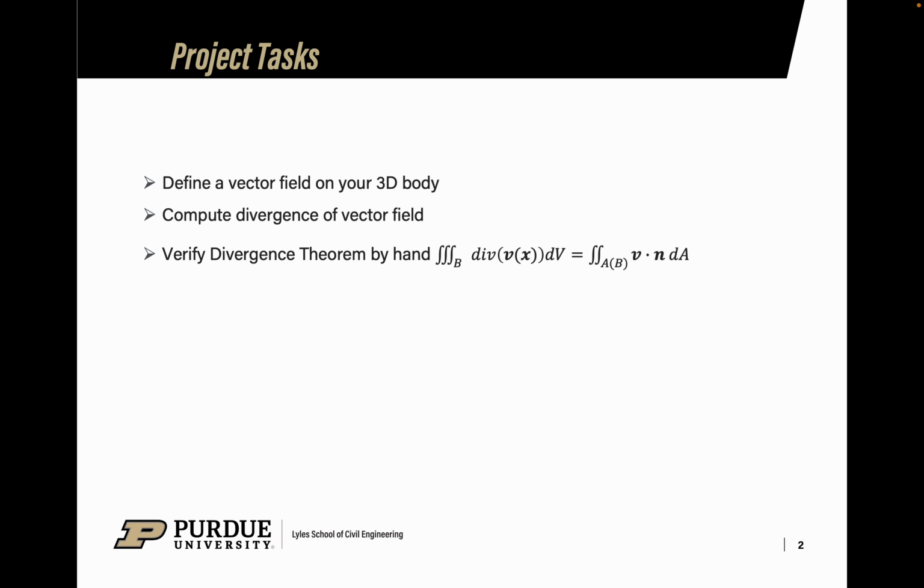The project for this task is going to be to define a vector field on our 3D body, the same that we have been choosing for past projects. We're going to have to compute the divergence of the vector field, and we're going to verify the divergence theorem by hand, verifying that the left hand and the right hand is the same value.